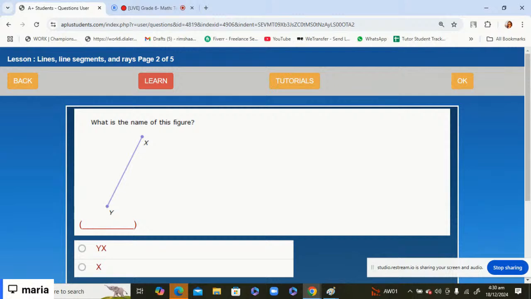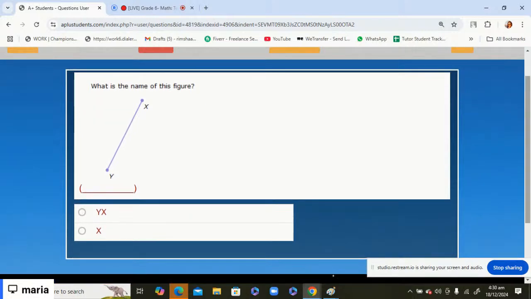So what is this figure called? Tell me the answer in the chat. Everyone tell me the answer. If there are two end points, what is this figure called? That is a line segment. Look at here, it's Y to X, so this is YX.